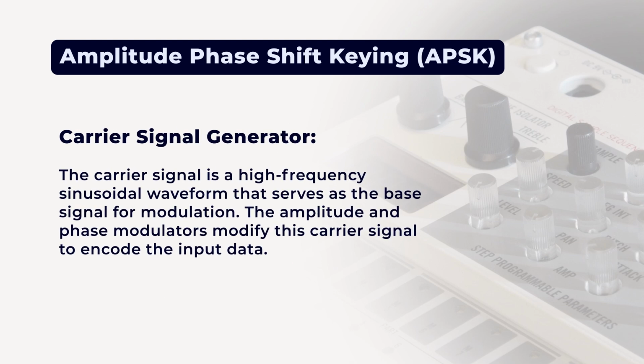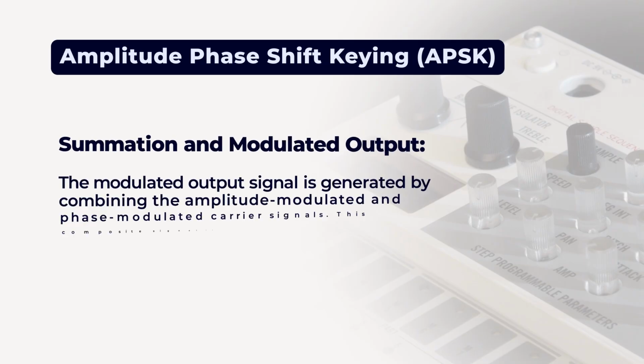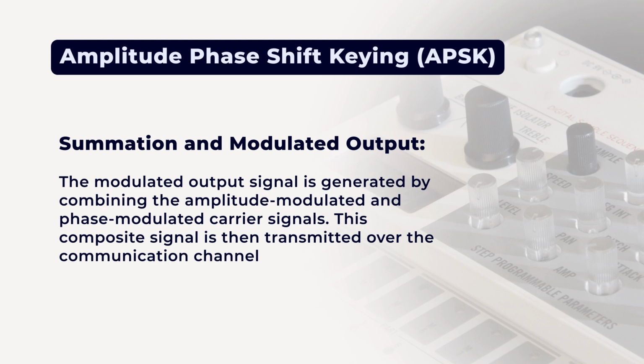Carrier signal generator. The carrier signal is a high frequency sinusoidal waveform that serves as a base signal for modulation. The amplitude and phase modulators modify this carrier signal to encode the input data. Now we discuss the summation and modulation output. The modulated output signal is generated by combining the amplitude modulated and phase modulated carrier signals.